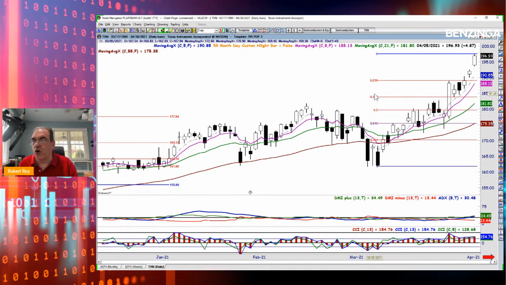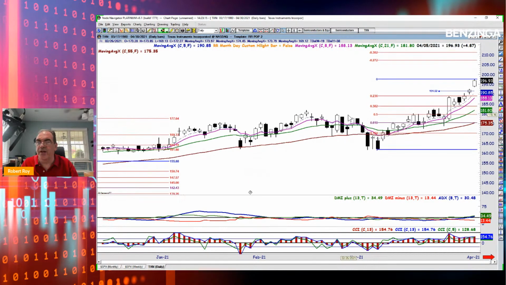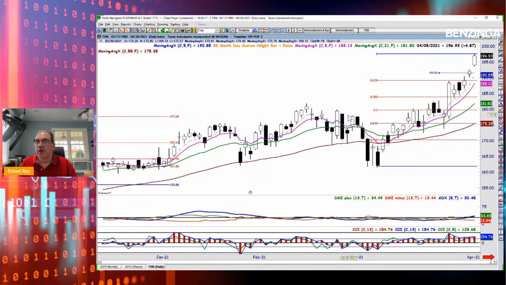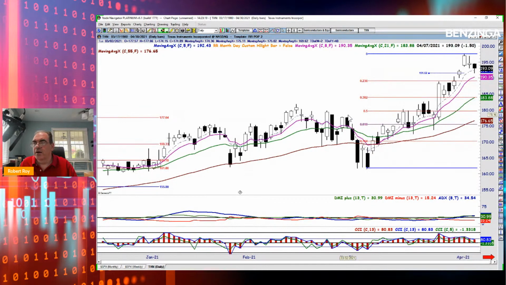Now, that would have been my first target, so I already hit my first target. So now I would move my stop up to roughly here. That's where my stop's going to be now. Whatever the next fib line is up there is where my next target is. Let's go another day. Pull back. The low on this day, 191.51, 191.52. I would have been stopped out of the balance of this trade.